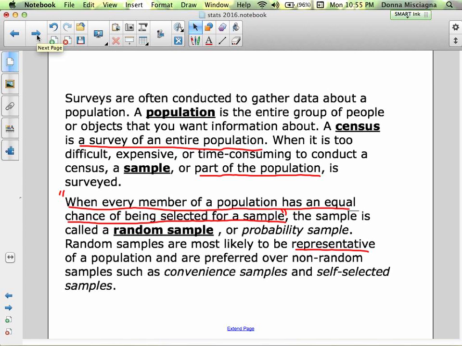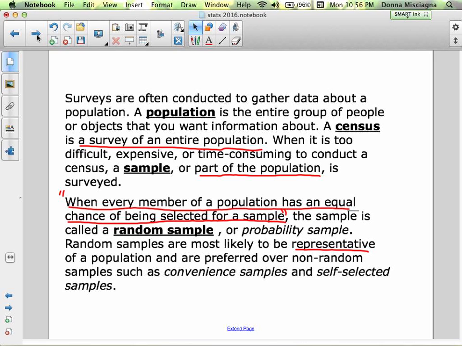So surveys are often conducted to gather data about a population. A population is the entire group of people or objects that you want information about. In your notes, you already have that written in. A census is a survey of an entire population. Next to population, I'd like you to write the word census and its definition, a survey of an entire population. When it's too difficult, expensive, or time-consuming to conduct a census, a sample, or part of the population, is surveyed. So next to sample, write in part of the population.